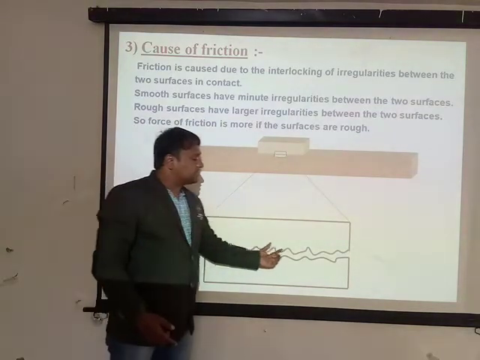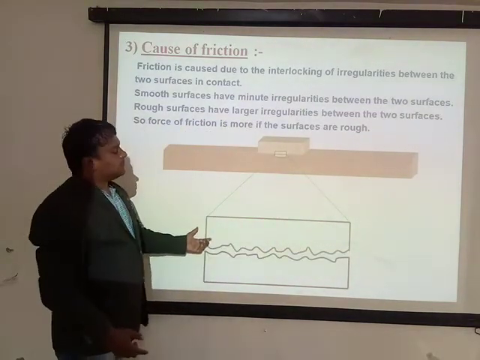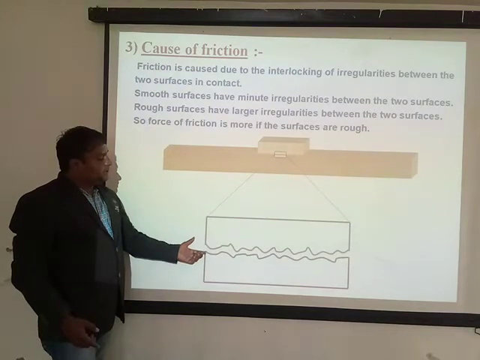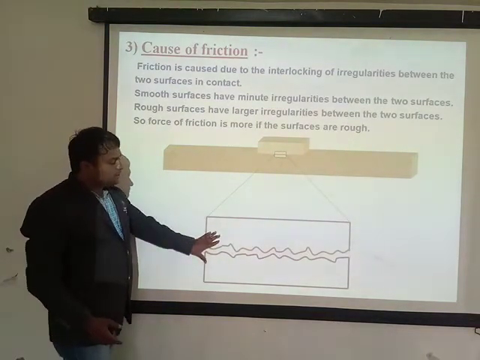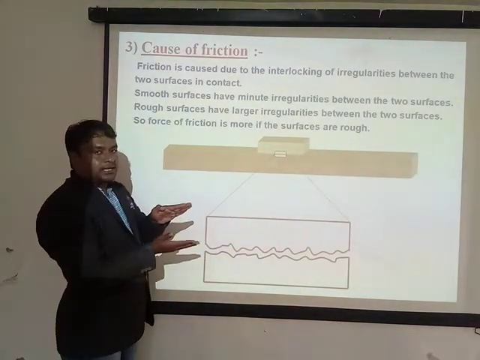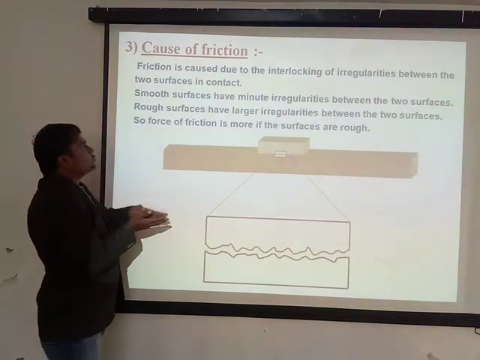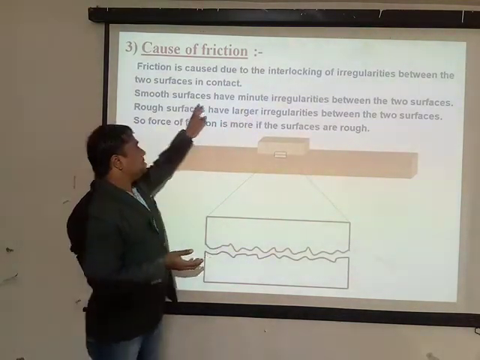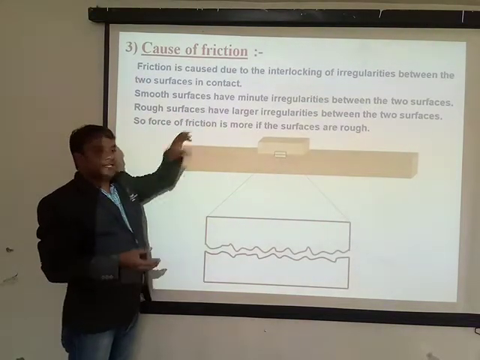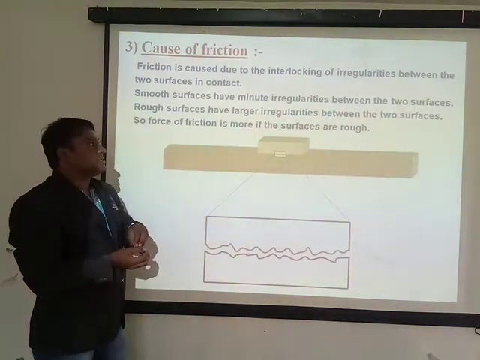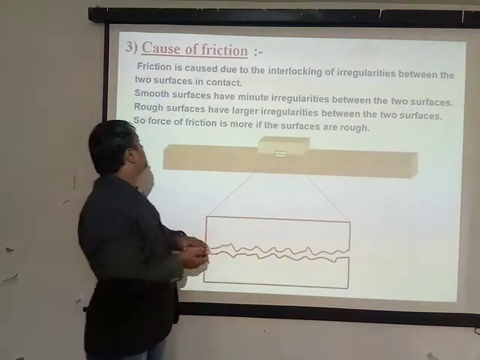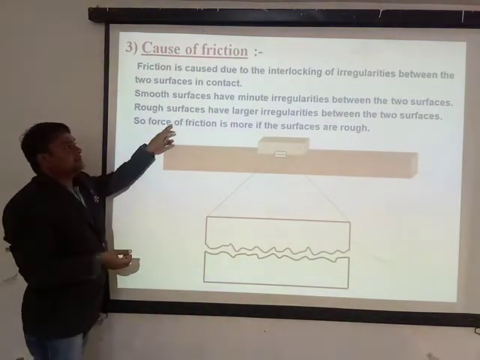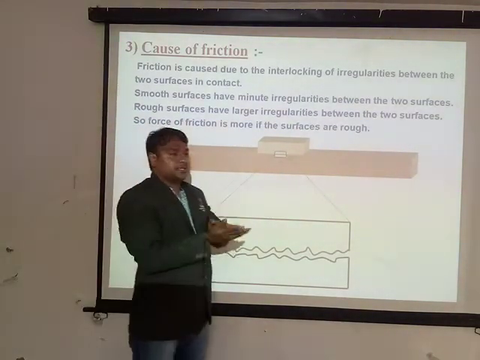It's an irregular surface, and because of the irregularities between the two surfaces, both objects get interlocked with each other. So a smooth surface has minor irregularities between the two surfaces, but a rough surface has larger irregularities.